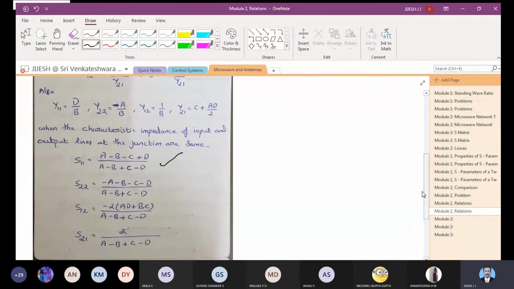So we have written the equations of ABCD in relationship with Y. We have written in relationship with Z. We have also written with respect to S parameters. So it is interrelated to each other only when the characteristic impedance of the input and the output lines at the junction are the same. Okay, so that is what you can understand from here.